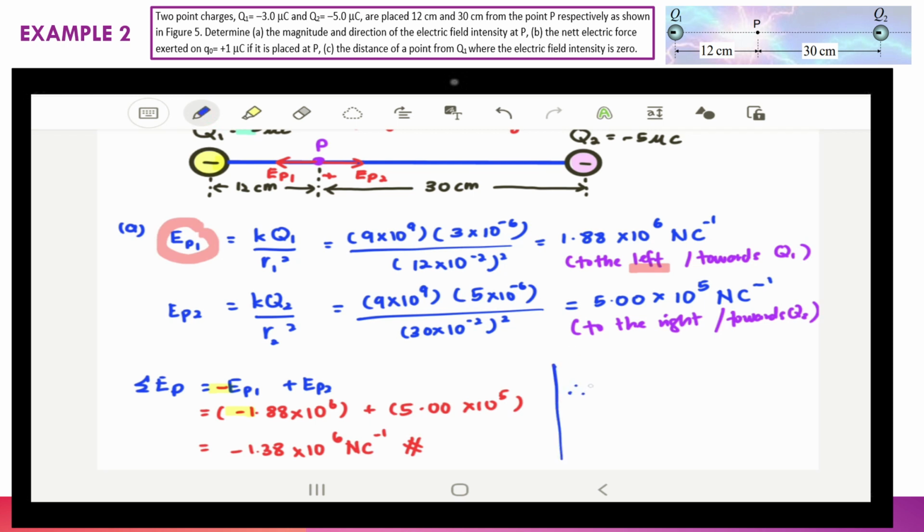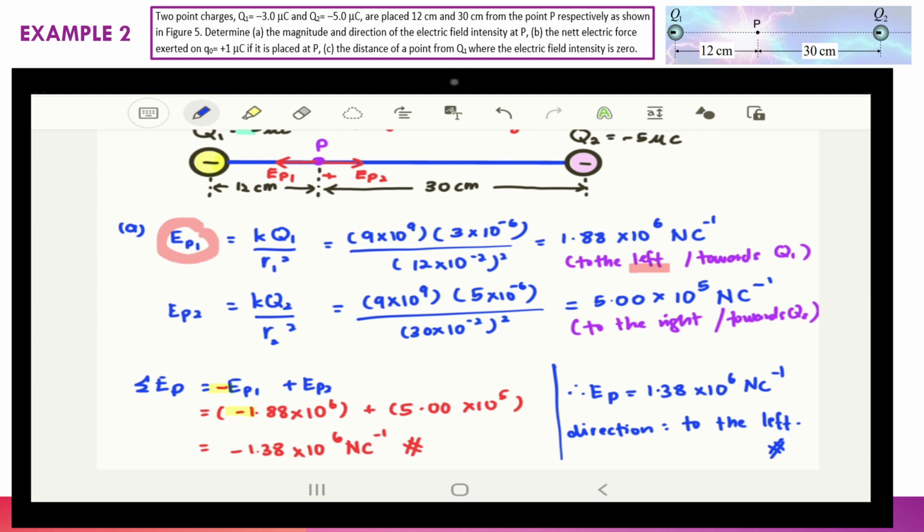Therefore, EP is equal to 1.38. So this is the magnitude, and the direction. The direction is to the left. Okay, so we finish example 2.